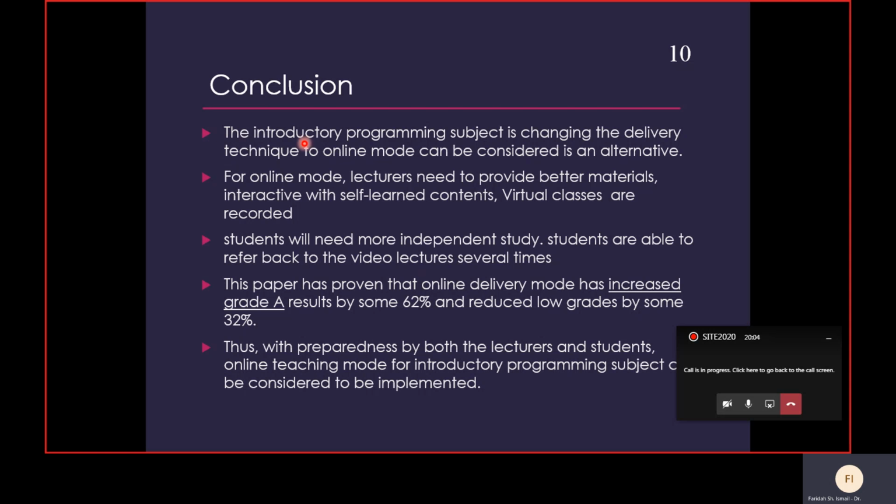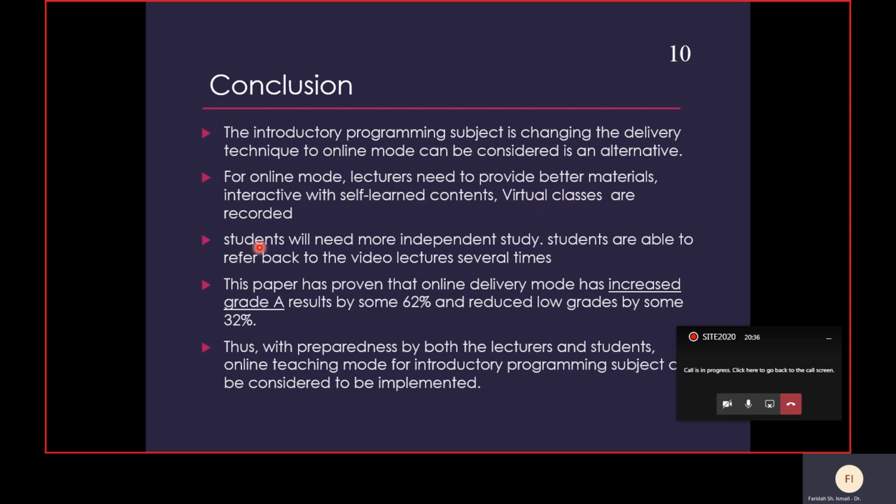So in conclusion, for the introductory programming subject, changing the delivery technique to online mode can be considered as an alternative. With this research, it is proven that online mode can be considered. For online mode, lecturers need to provide better materials, interactive with self-learned contents, and the lecture sessions can be recorded. That is the good thing about online mode.